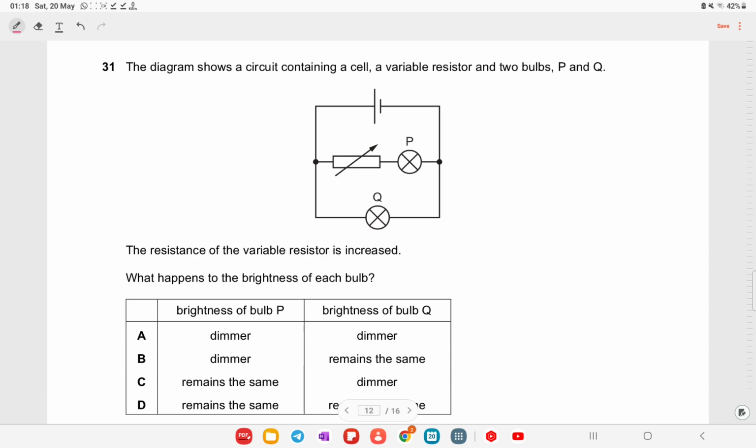Okay, so we have connected it with the variable resistor. The brightness of bulb P is dimmer, because less current is going to be flowing through it. Because of this resistor, P becomes dimmer, and Q is going to remain the same. So option B is the right answer in this case.